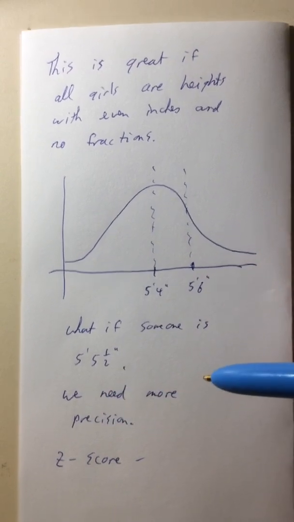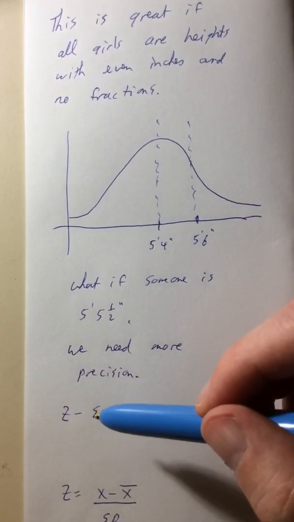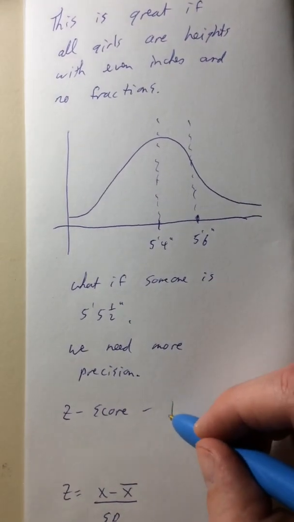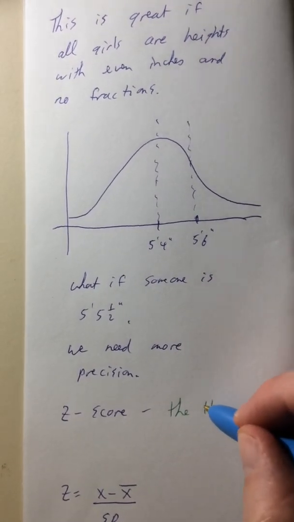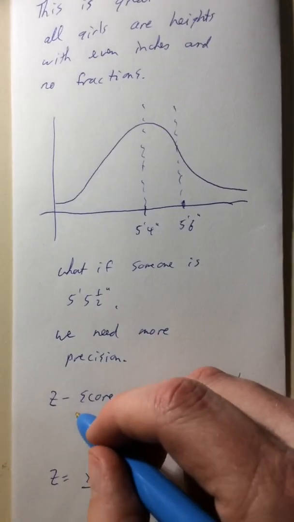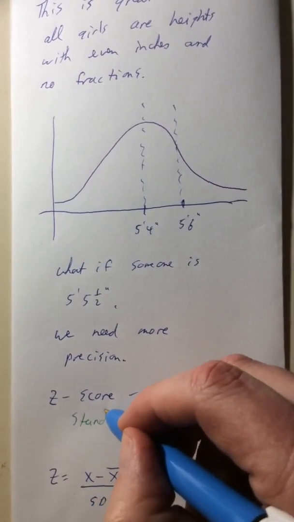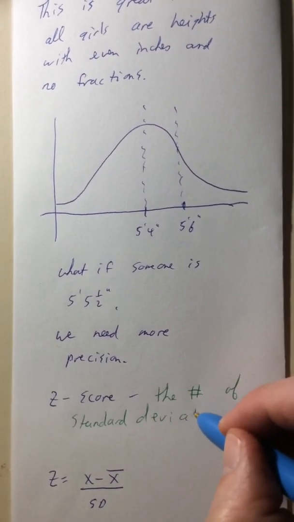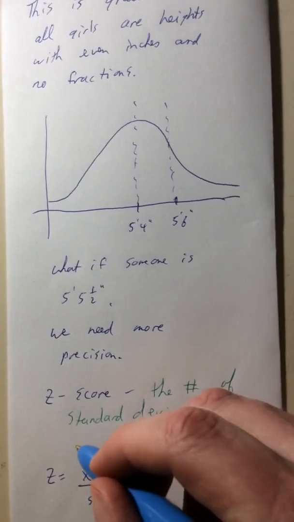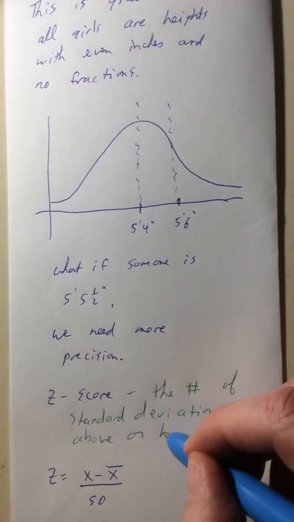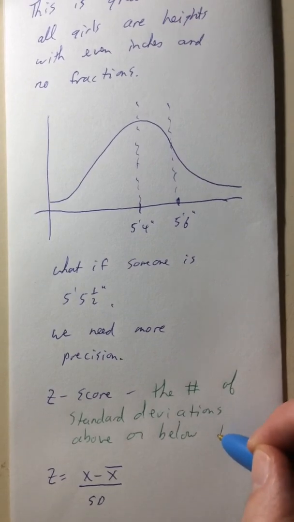So we need a bit more precision, and that is what the z-score is going to tell us. So the z-score is simply the number, looks like I'm writing in green again, the number of standard deviations above or below the mean.